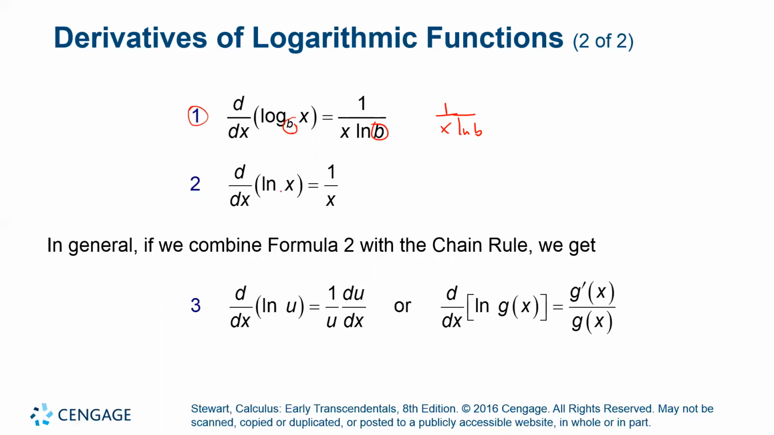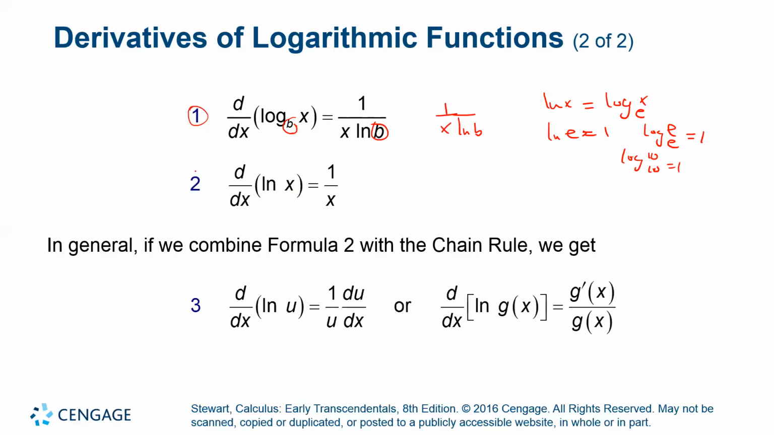And if it's the natural log of e, remember that natural log of x is the same as log x base e. That's why the natural log of e is equal to 1, because the log of a number with the same base is equal to 1. So log 10 base 10 is equal to 1.